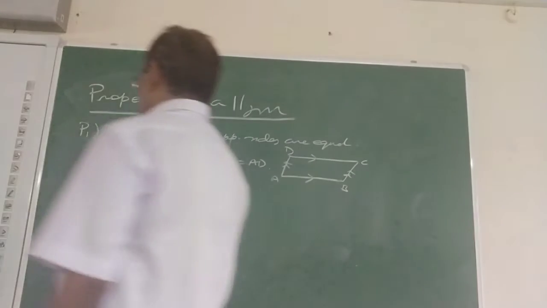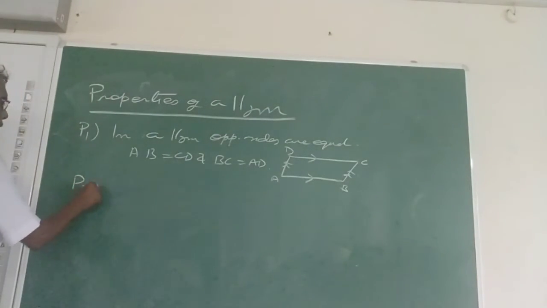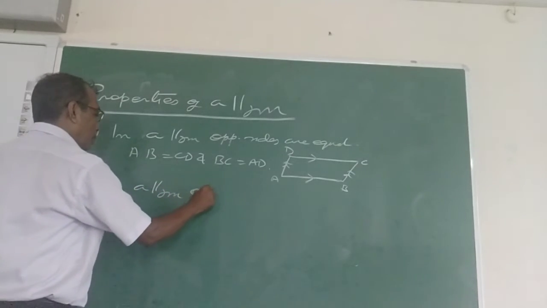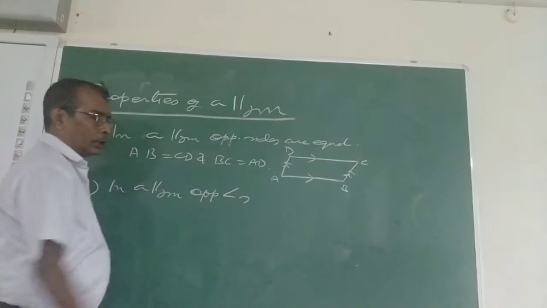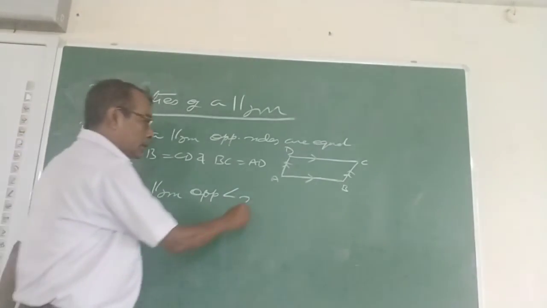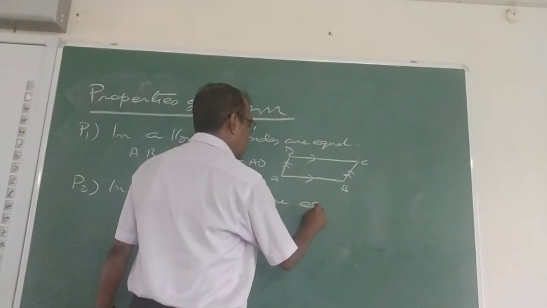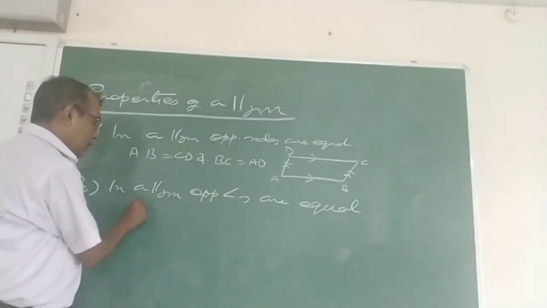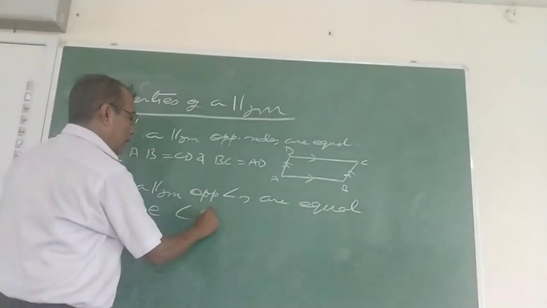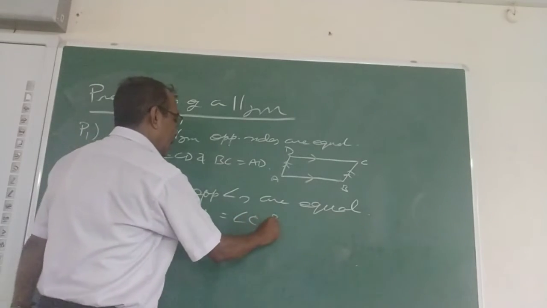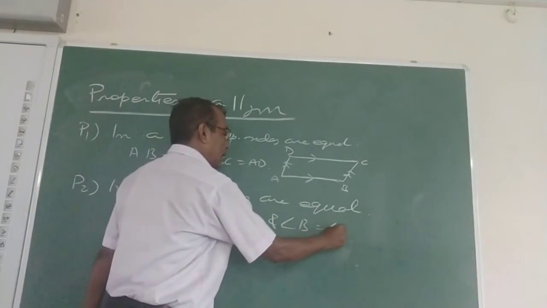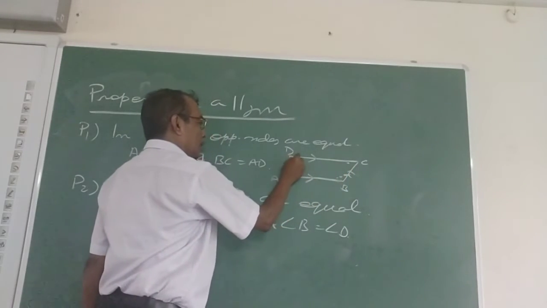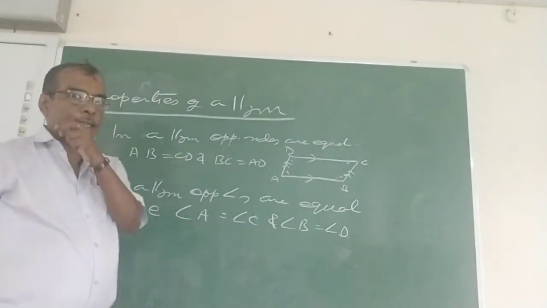Property number 2. In a parallelogram, opposite angles are equal. This is the symbol of angles. In the same diagram, angle A will be equal to angle C and angle B will be equal to angle D. What are opposite angles? These two angles are opposite angles, and these two angles are opposite angles. So opposite angles are equal.